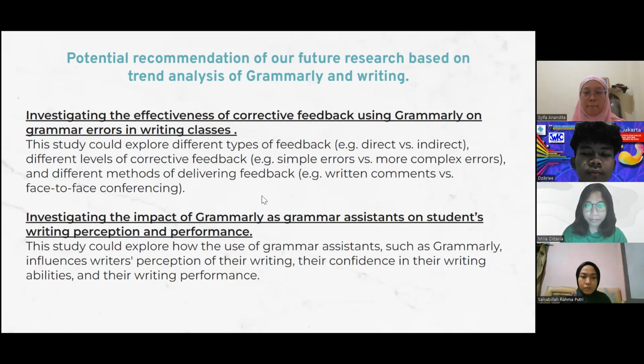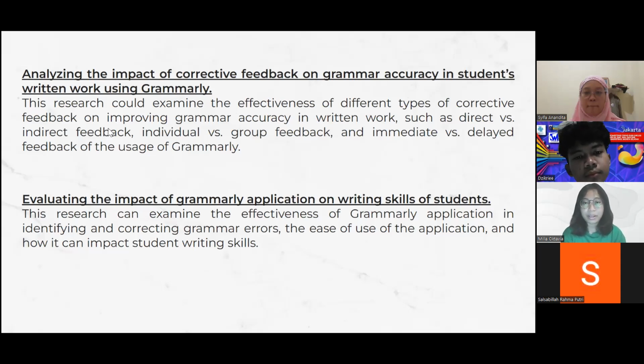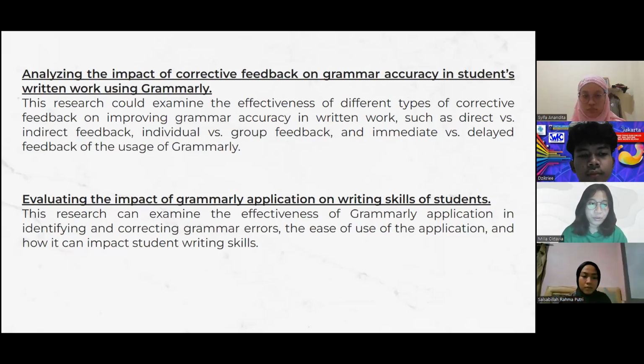Not only two, but we have the next future research that we examined. The next one is analyzing the impact of corrective feedback on grammar accuracy in students' written work using Grammarly. We got corrective feedback here, and then accuracy, also Grammarly, of course. And then this research could examine the effectiveness of different types of corrective feedback on improving grammar accuracy in written work, such as direct versus indirect, individual versus group feedback, and immediate versus delayed feedback of the usage of Grammarly.